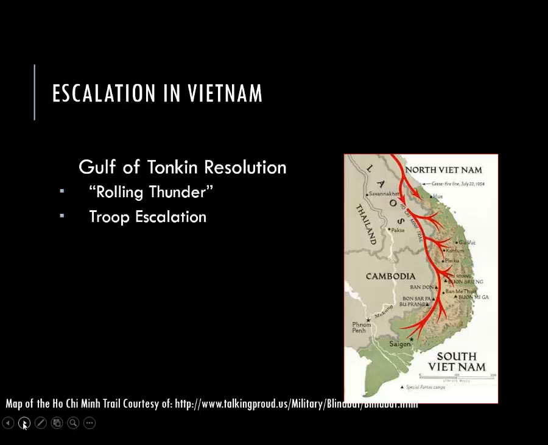Then, of course, Johnson used reported attacks on American ships to extract aid from Congress under the Gulf of Tonkin Resolution. By 1967, there were 500,000 troops in Vietnam. He also instituted Rolling Thunder, which was the first sustained bombing of North Vietnam. By the late 60s, the tonnage of bombs that had been dropped on Vietnam exceeded that of bombs dropped on all theaters of World War II. The United States went from assisting the North Vietnamese to fighting the war.